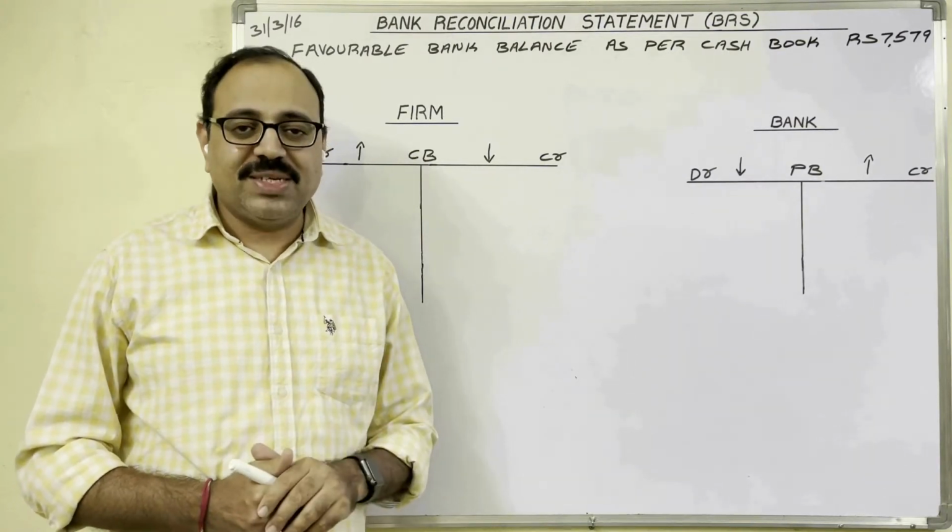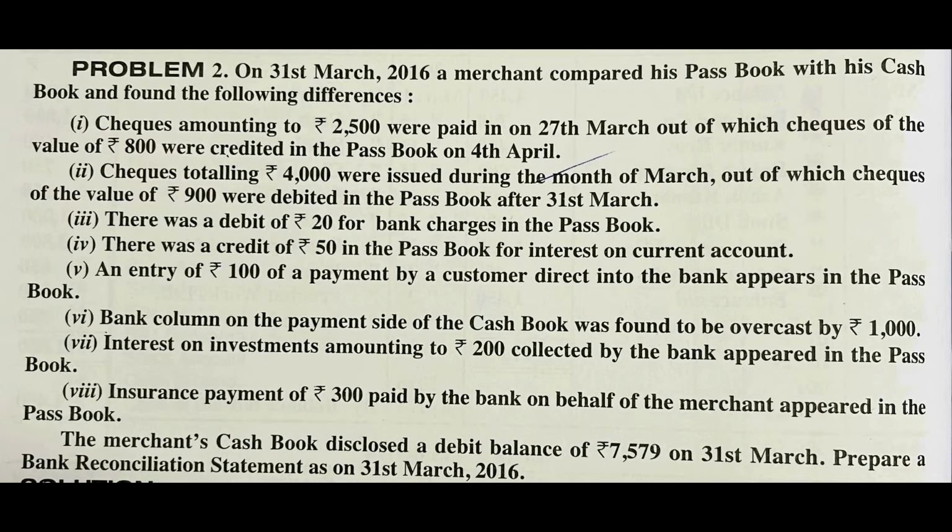Let us see the question first. On 31st March 2016, a merchant compared his passbook with his cash book and found the following differences. First, checks amounting to 2,500 were paid in on 27th March, out of which checks of the value of 800 rupees were credited in the passbook on 4th April.